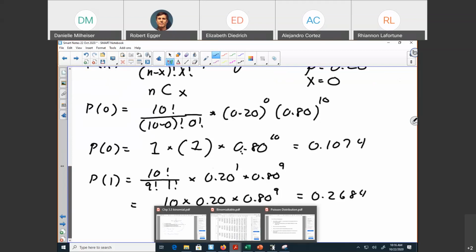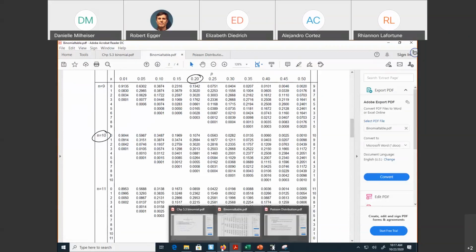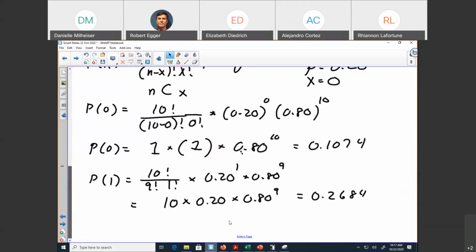Again, you look at the table for 0.20 and 10, 0.2684. So if you have tables available, again, they're limited. You have very specific values for p and very specific numbers of n. You can avoid doing all the hand calculations.